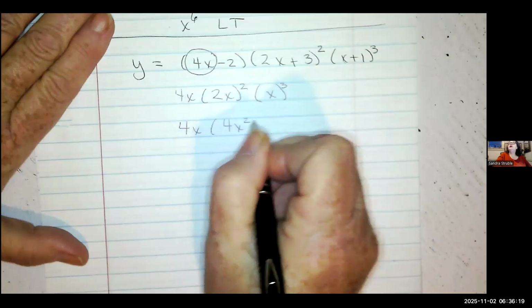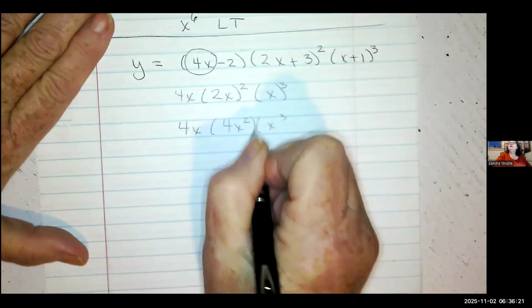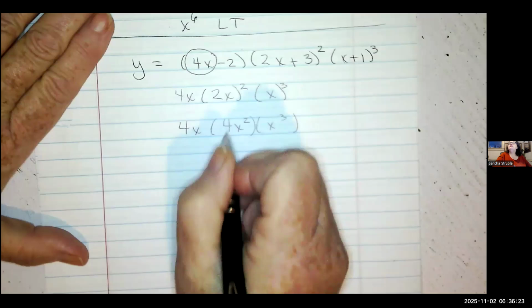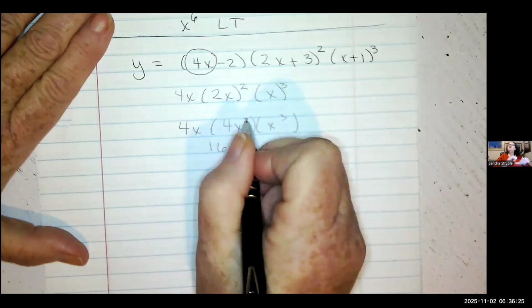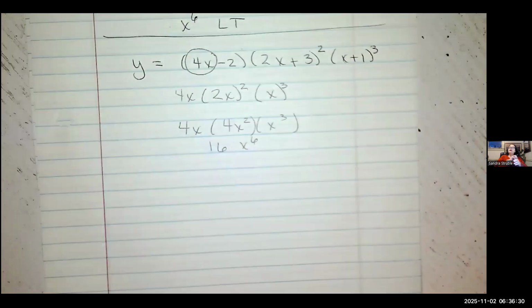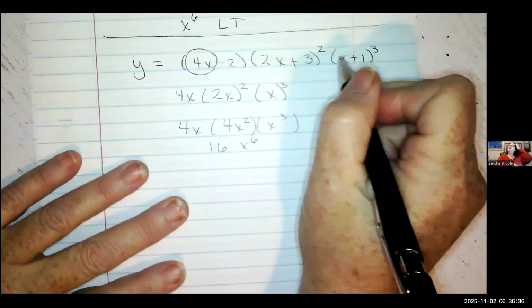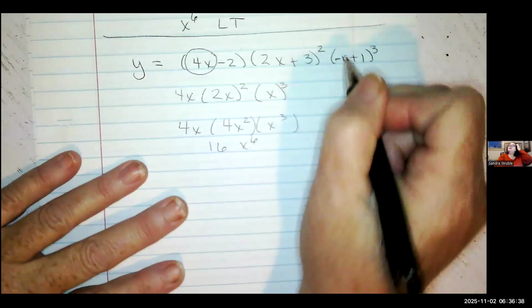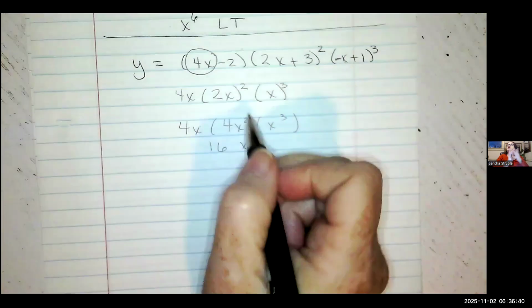Now multiply them together. 4 times 4 is 16. And then we have 1, 2, 3, 4, 5, 6. So x to the 6th. Just so that, because I am going to ask you what your leading term is. And yes, it's still positive. But what if this one had a negative? If this one had a negative, then it would have been a negative 16. Okay, just to make sure you have that.